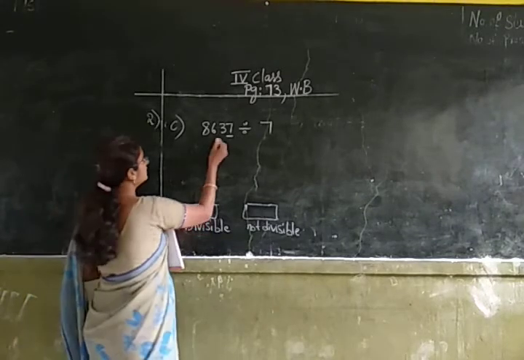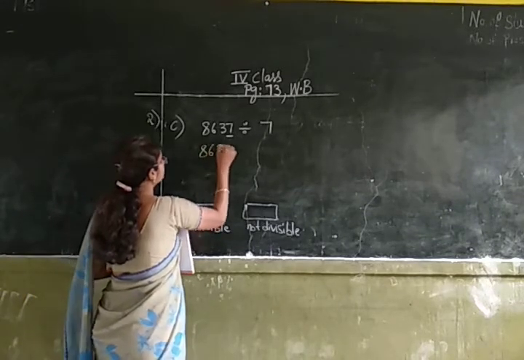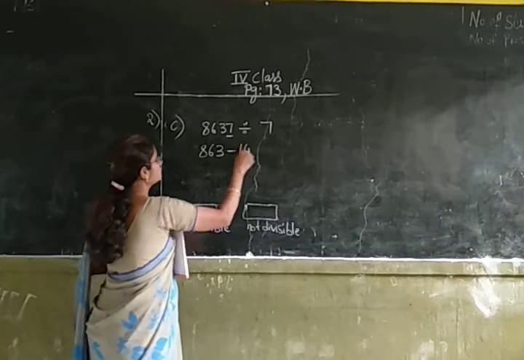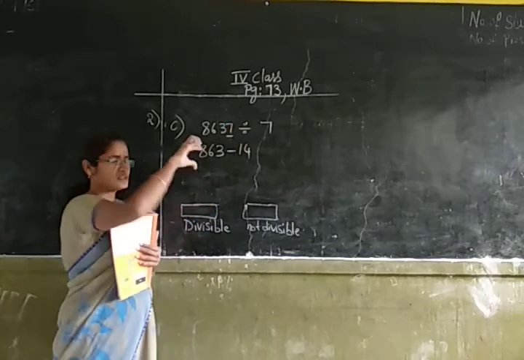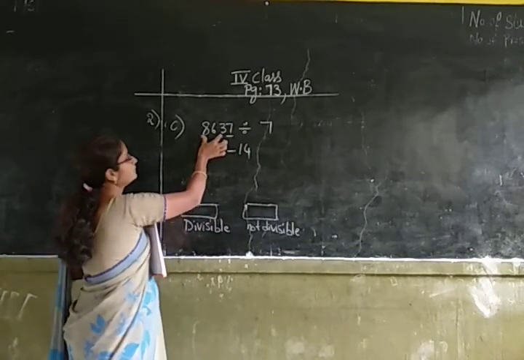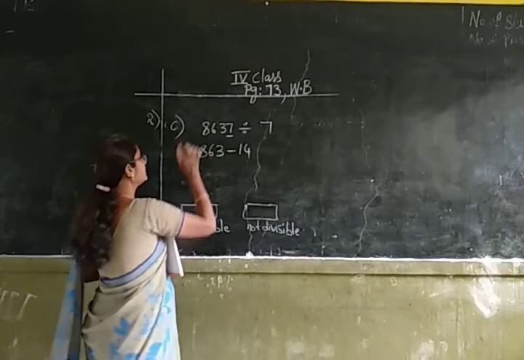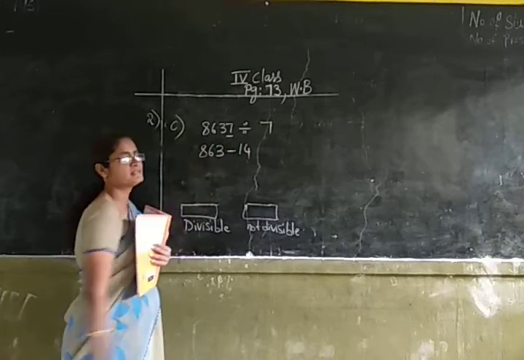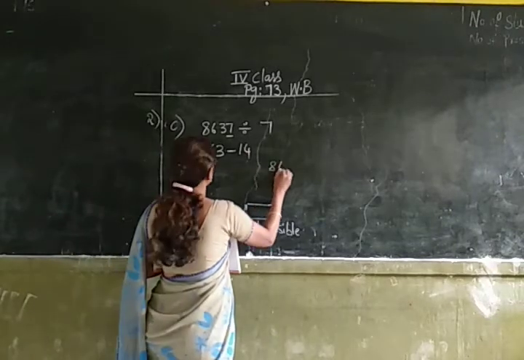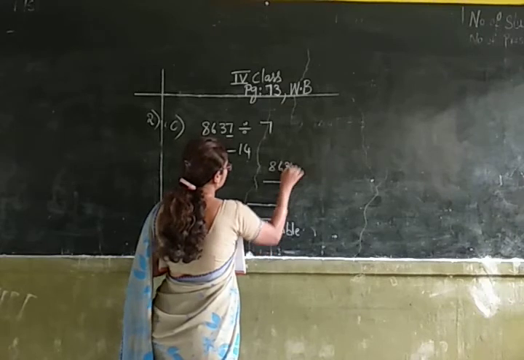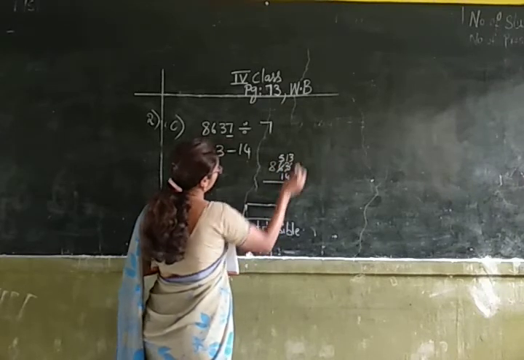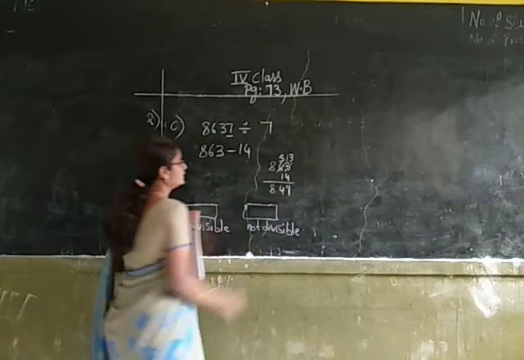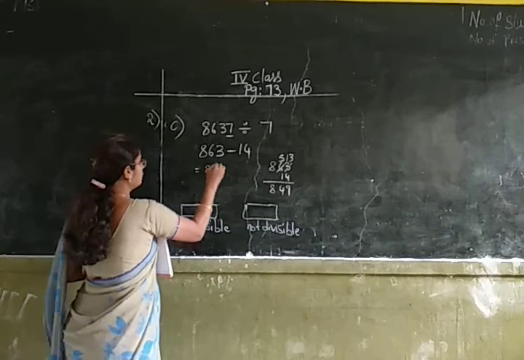So here the remaining number is 863. So we have to double 7. 7 plus 7 is 14. So we have to subtract it from 863. So let us subtract 14 from 863. 13 minus 4 is 9. 5 minus 1 is 4. And it is equal to 849.